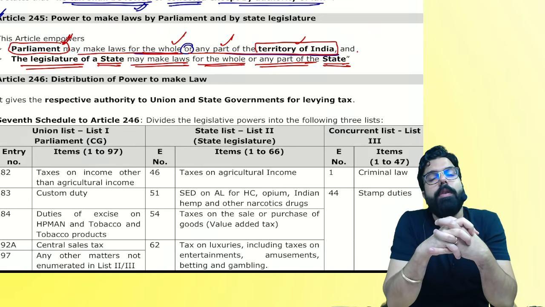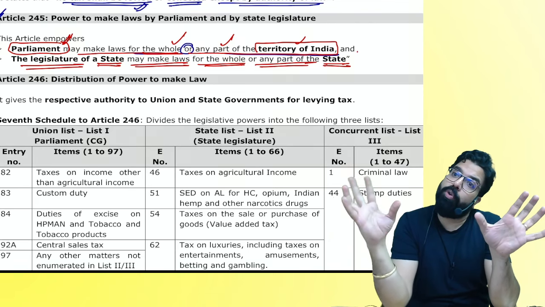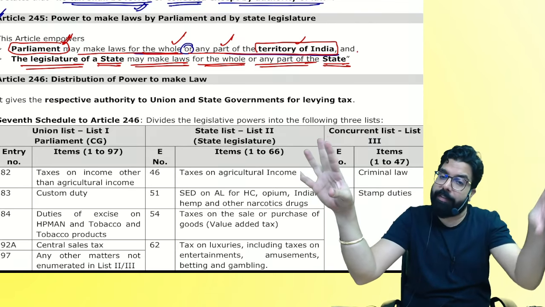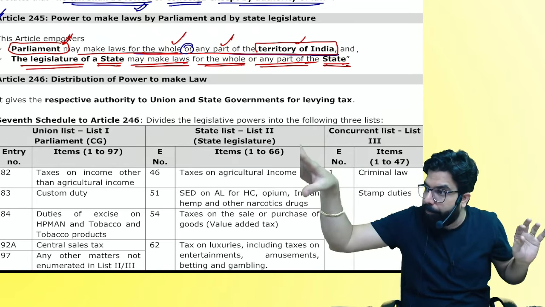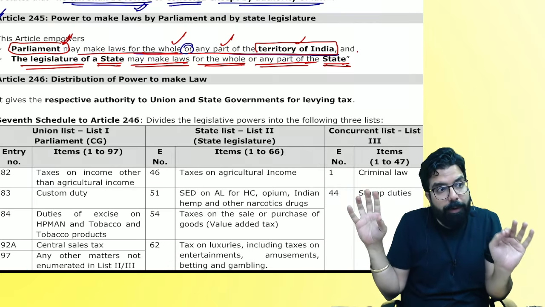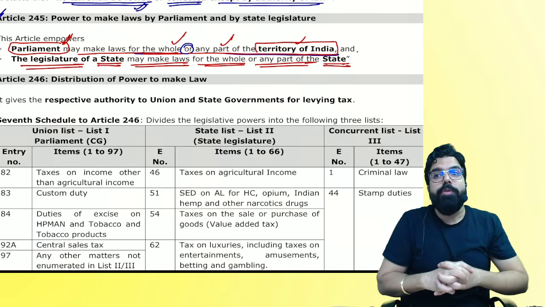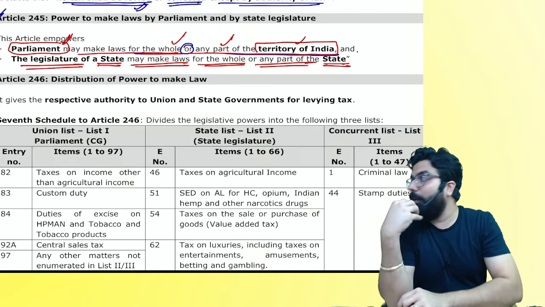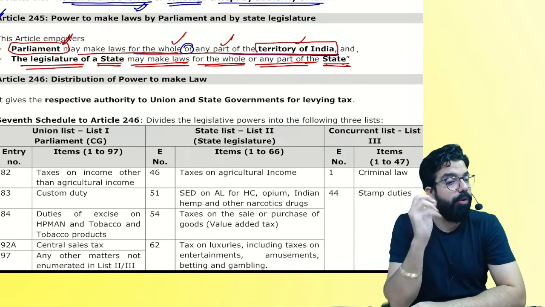Now, both governments can make laws: the central government through Parliament and the state government through the state legislature. Central government will make law through Parliament. Do you agree with me? State government will make law through the state legislature. Now, supposing one topic is there, the central government also made a law and the state government also made a law. Whose law will prevail?